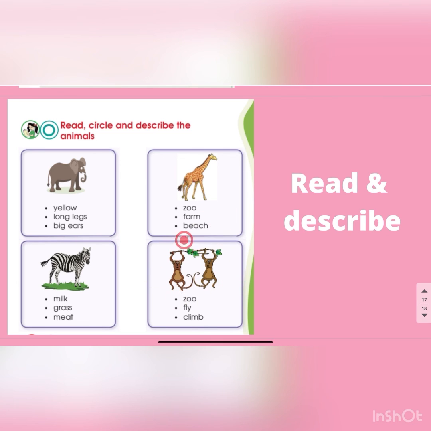For example, here, zoo, fly, climb. Here, the monkeys are brown. They live in the zoo. They cannot fly. They can climb trees. So, when they are looking at the picture and reading the words, they can generate many sentences of their own. And here they will practice speaking.